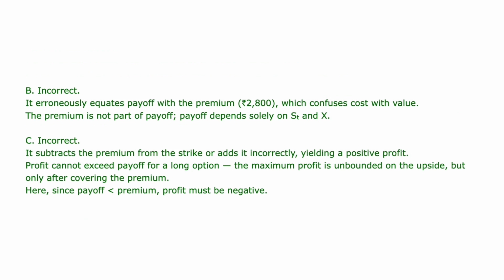Payoff and profit are not the same. Payoff depends only on the option's intrinsic value at expiration, max of 0 and ST minus X. Profit subtracts the premium paid, so it can be negative even if the option finishes in the money. The rule is clear: profit is less than or equal to payoff, and payoff ignores the premium, while profit accounts for it. Always separate payoff, or intrinsic value, from profit, the net after premium.